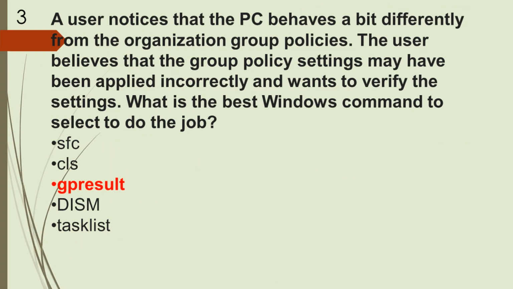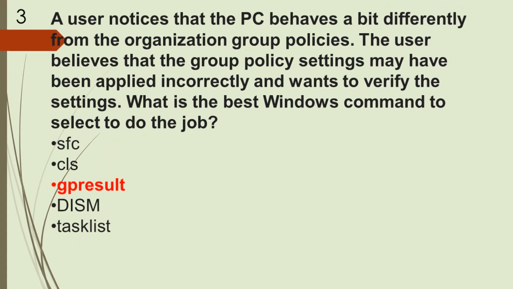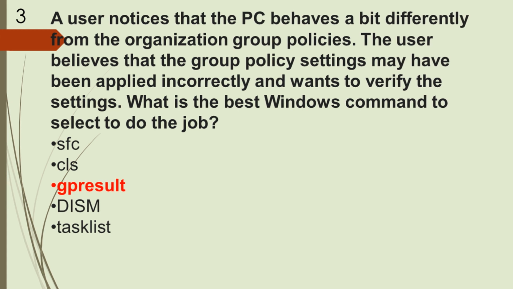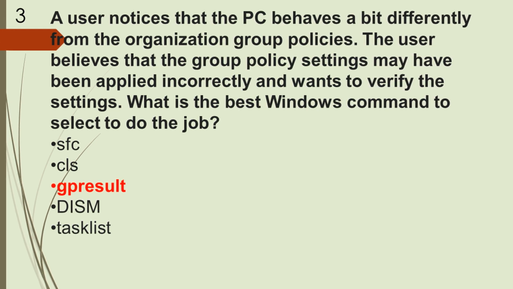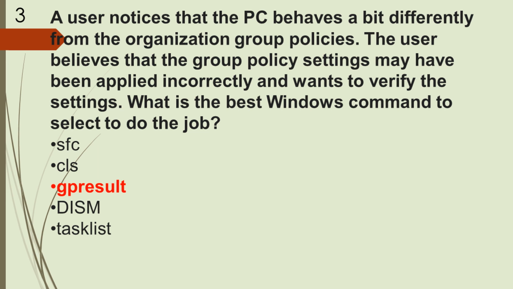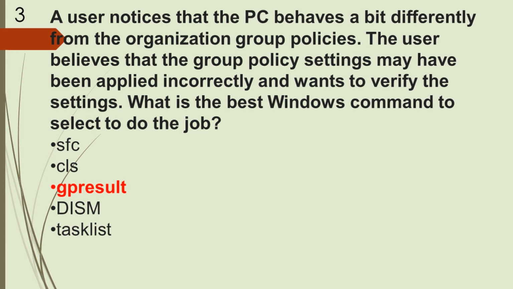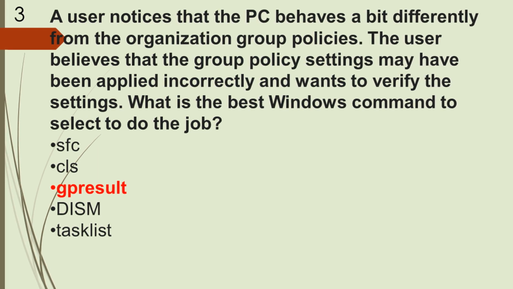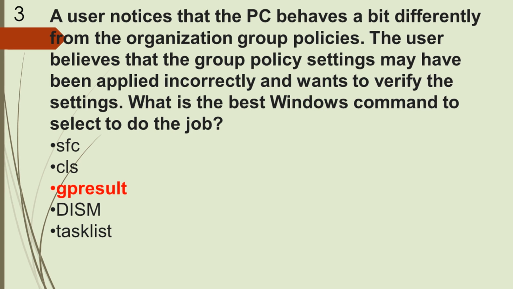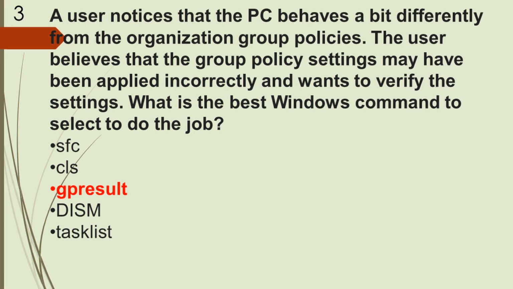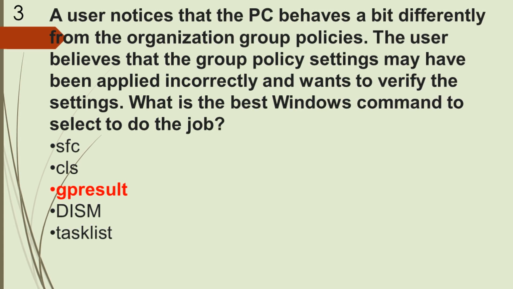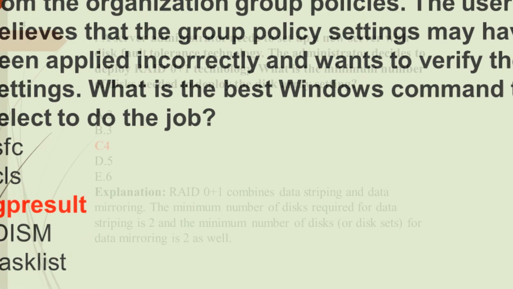Q3. A user notices that the PC behaves a bit differently from the organization group policies. The user believes that the group policy settings may have been applied incorrectly and wants to verify the settings. What is the best Windows command to select to do the job? SFC, CLS, GPResult, DISM, tasklist.